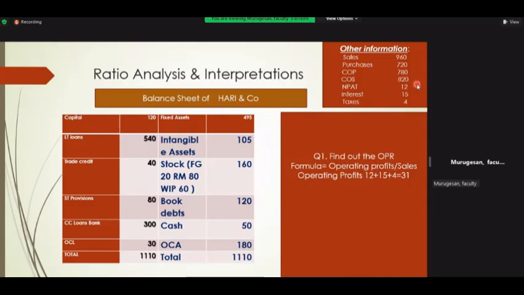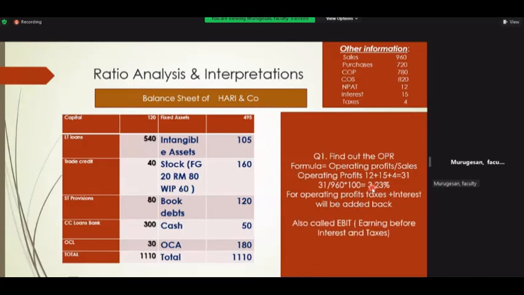So 12 plus 15 plus 4, 29, 27, 31. 31 divided by 960. Just press your percentage button, 3.23 is the operating profit ratio. Net profit is different, operating profit is different. Easily you can find out. Yes, this is the answer.